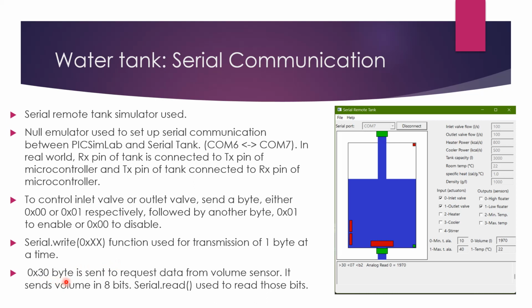0x30 byte is sent to request data from the volume sensor. Now as a response, it sends the volume in 8 bits through serial communication. Now we'll be using Serial.read to read these bytes. Serial.read reads 1 byte at a time, so we need to call this function twice to read the volume of the tank.